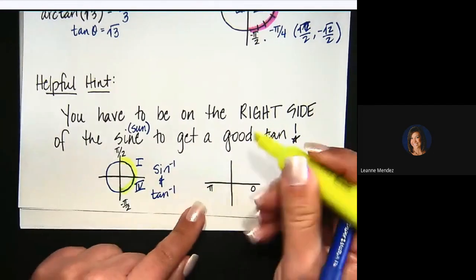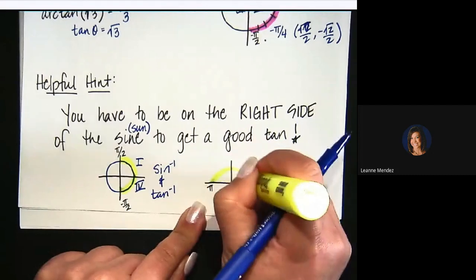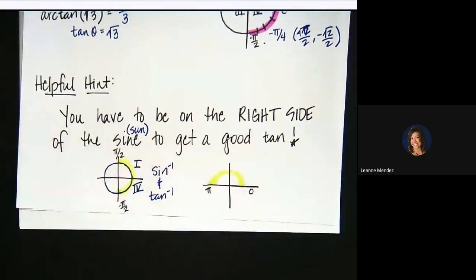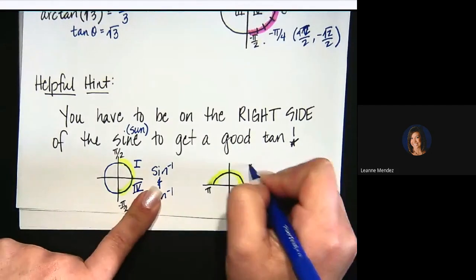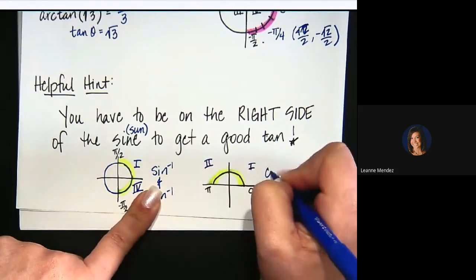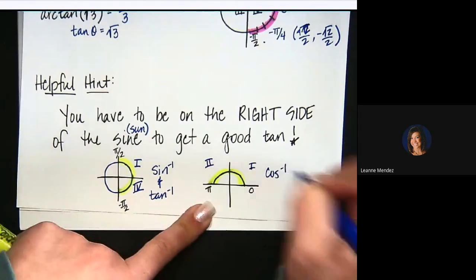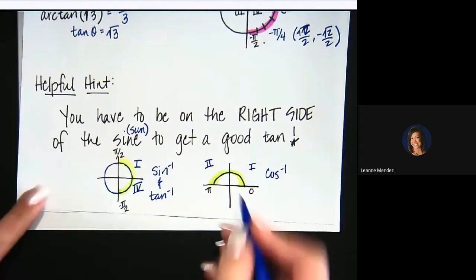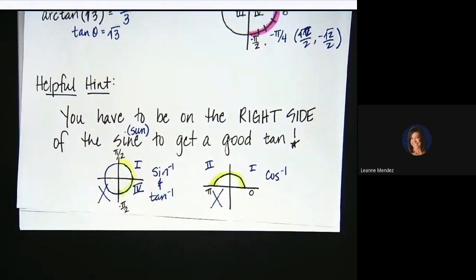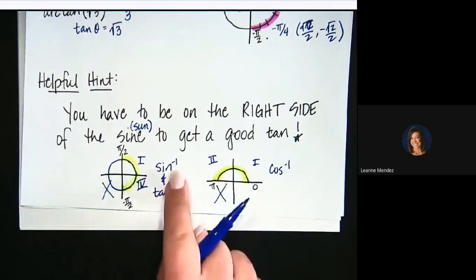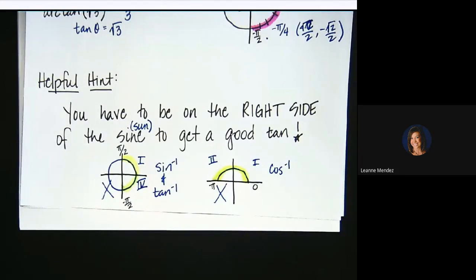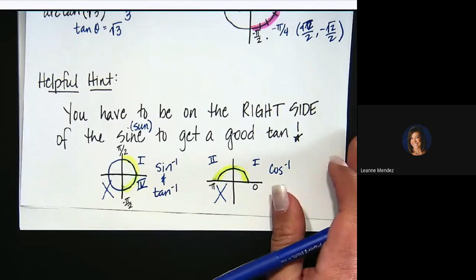Cosine, although we don't have a special sentence for cosine, cosine is the top, right here. Quadrants 1 and 2 only. Helpful hint, quadrant 3 is nothing. No one gives me values from quadrant 3. So your angles will only come from quadrants 1 and 2 for cosine, and from 1 and 4 for sine and tangent. Okay? I know this is a little bit more tricky lesson.